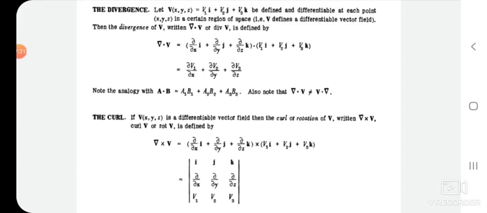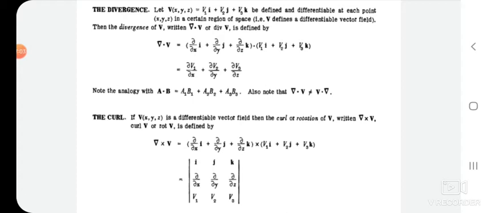Okay, this is nothing but the divergence of a function v. If we take the divergence of any function, the answer must be a scalar quantity. Okay, this is nothing but the divergence. Next, the curl.